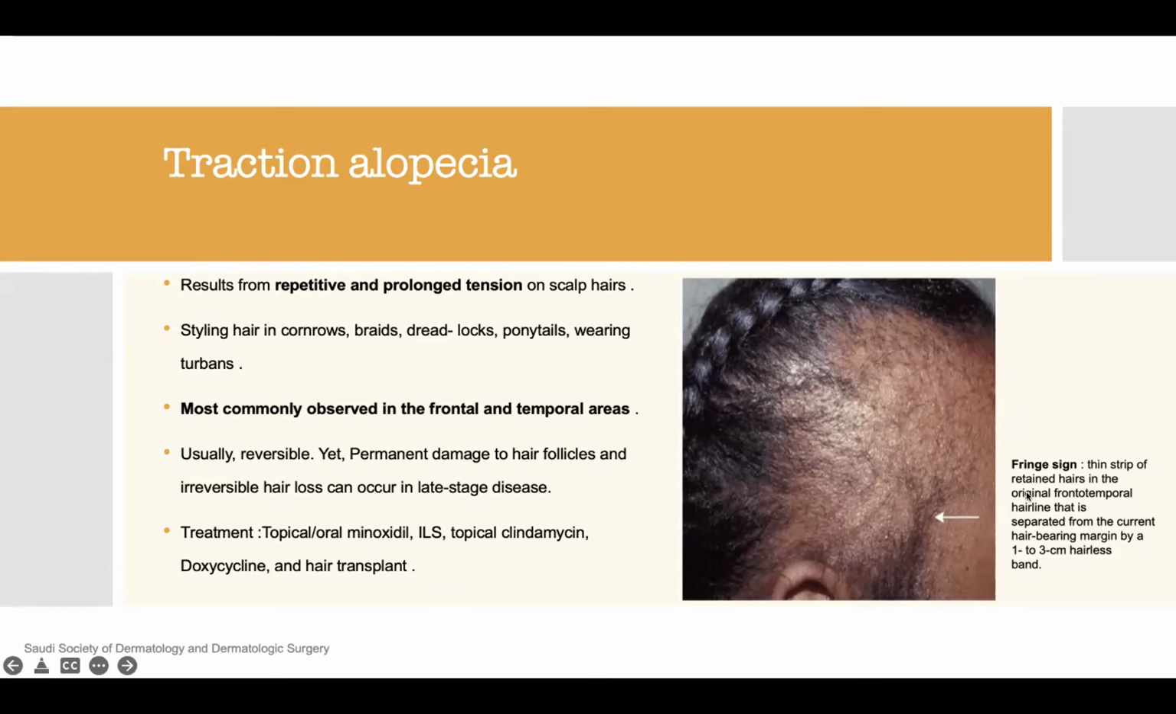Not to forget to mention the fringe sign, which is a very important sign in patients with traction alopecia. As you can see, a thin strip of hair is retained in the original frontotemporal area, separated from the hair-bearing margin by 1 to 2 cm of hairless patch. This is known as the fringe sign. It's also high yield for the exam.